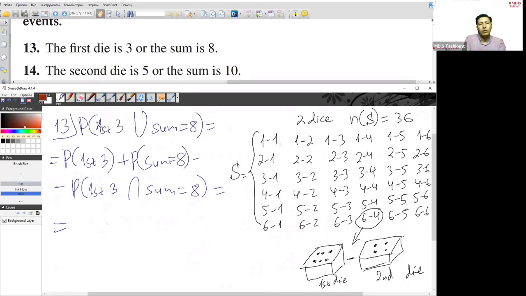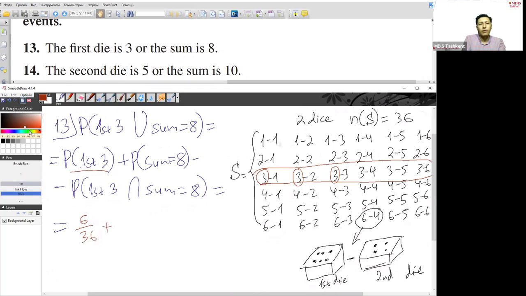So let me change the color. First die shows 3. First die is 3. Where is the first die 3? Here. 3, 1. You see? 3, 1, 3, 2, 3, 3. First die is showing 3. So this row. This one is 6 out of 36.